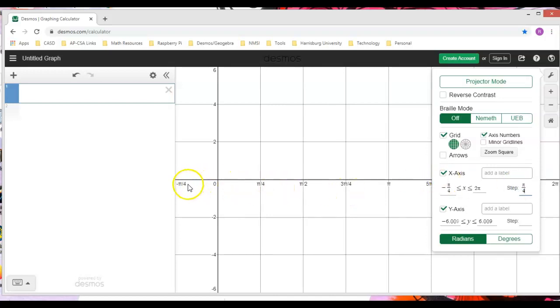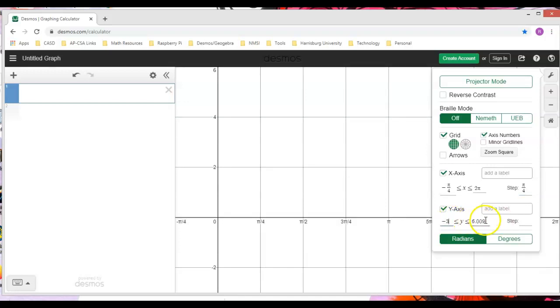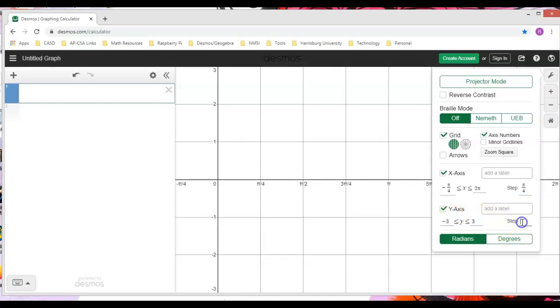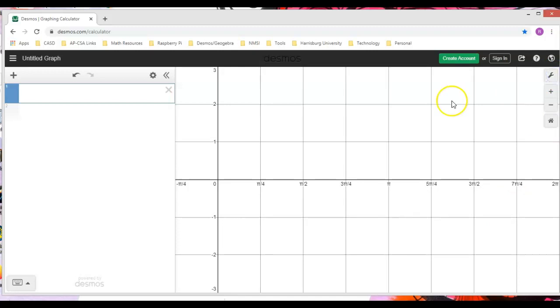So now I'm going negative pi over 4, pi over 4, pi over 2, right, and so on in my scale. Now the y-axis is currently going from negative 6 to 6. I'm going to change that from negative 3 to 3, and I'm going to step by ones, so you can see in the background here that the y-axis is going in ones. Okay, we want to be in radian mode, not in degree mode, and I think that looks good.